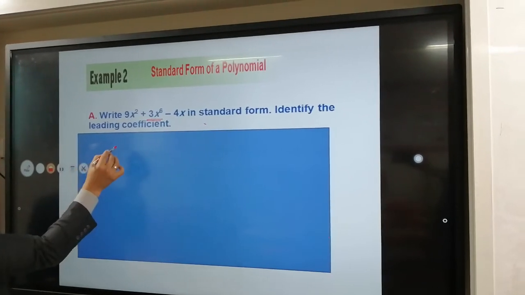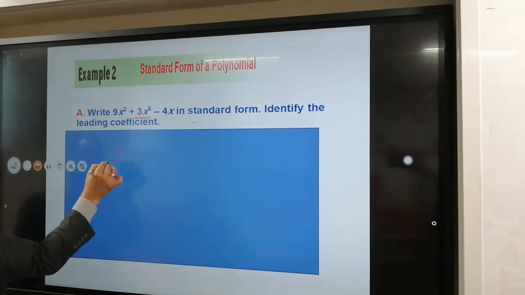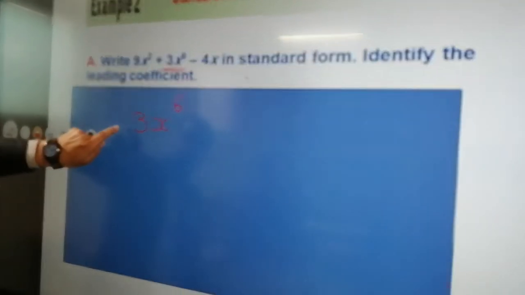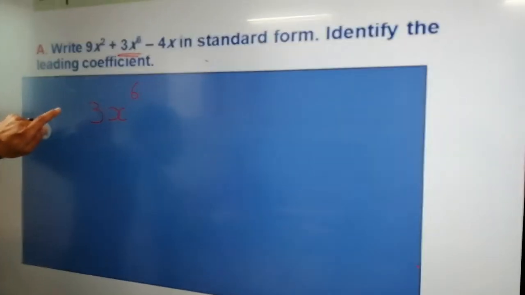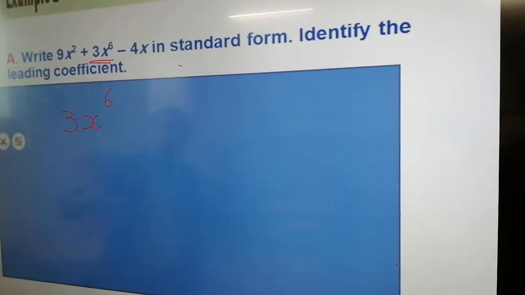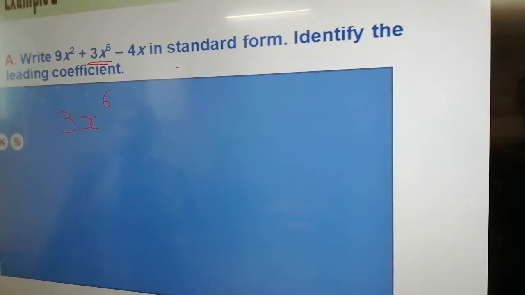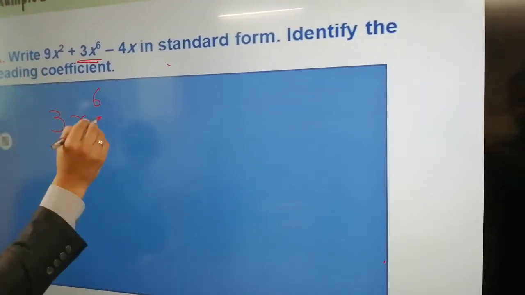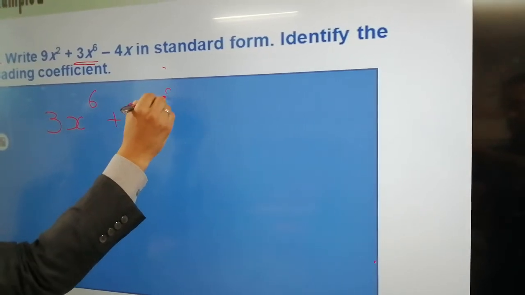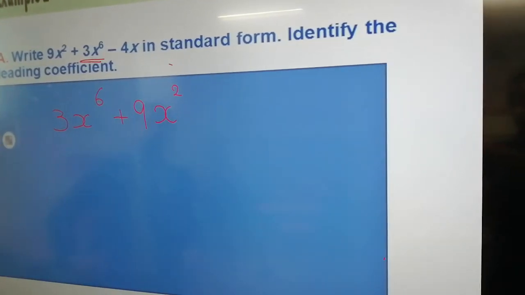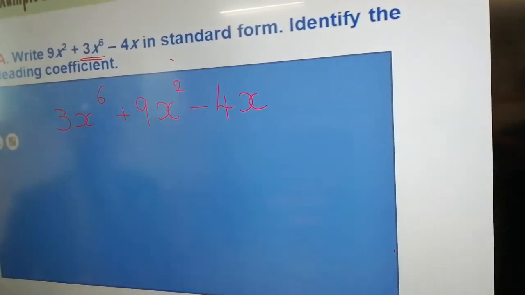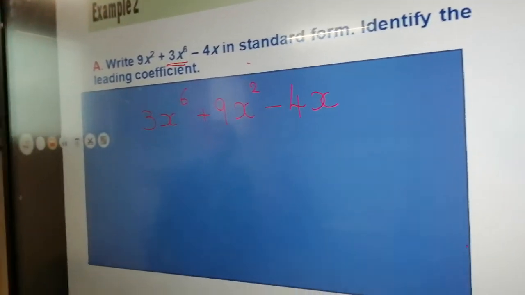So I start here to write 3x power 6. Pay attention to the sign. If the sign is positive, we can write it at the beginning or we can leave it. If the sign is negative, you must write it. Then 9x power 2, and this is a plus, so I write plus 9x power 2. So now you have the standard form as Nawaf said.